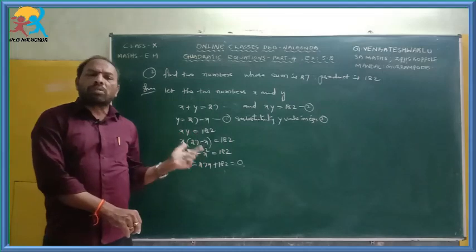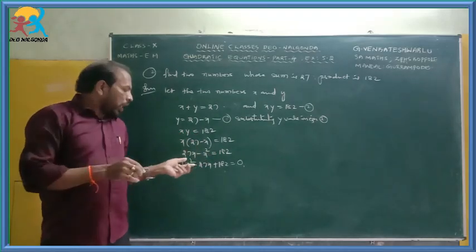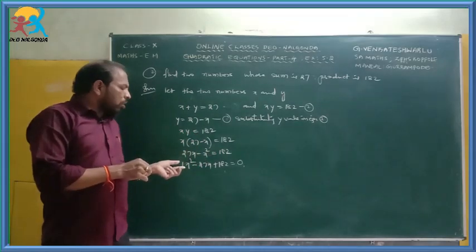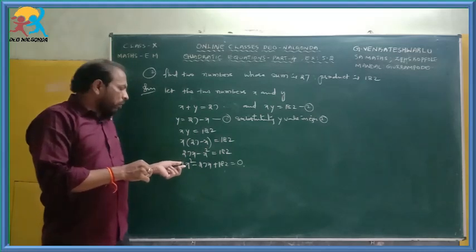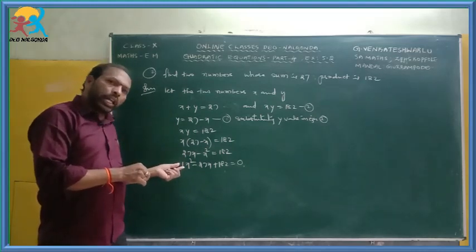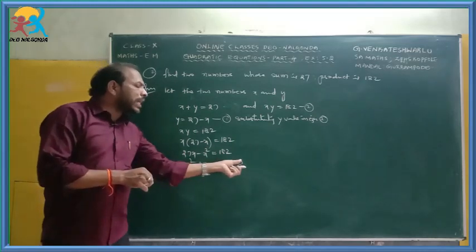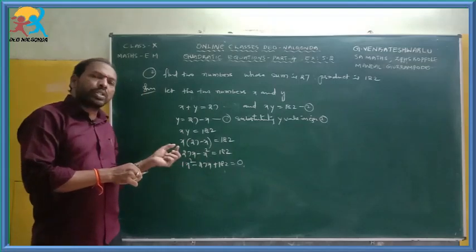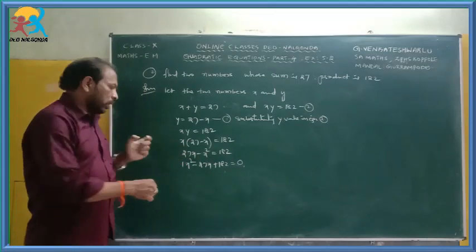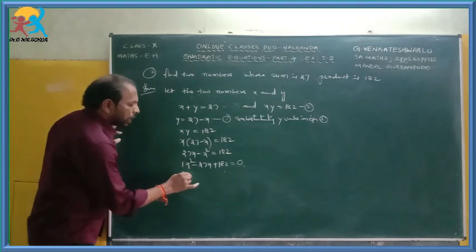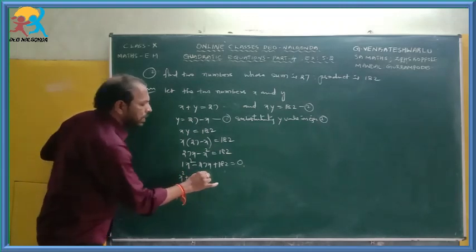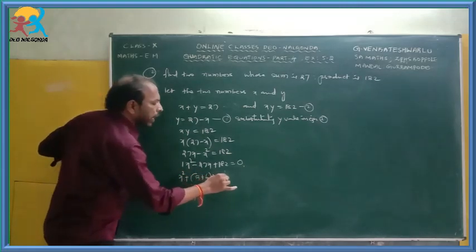Already I told you in part 1, part 2, part 3 that whenever the coefficient of x square is equal to 1, it is easy to resolve into factors using the identity rule. That is, x square plus (a plus b) into x plus ab.